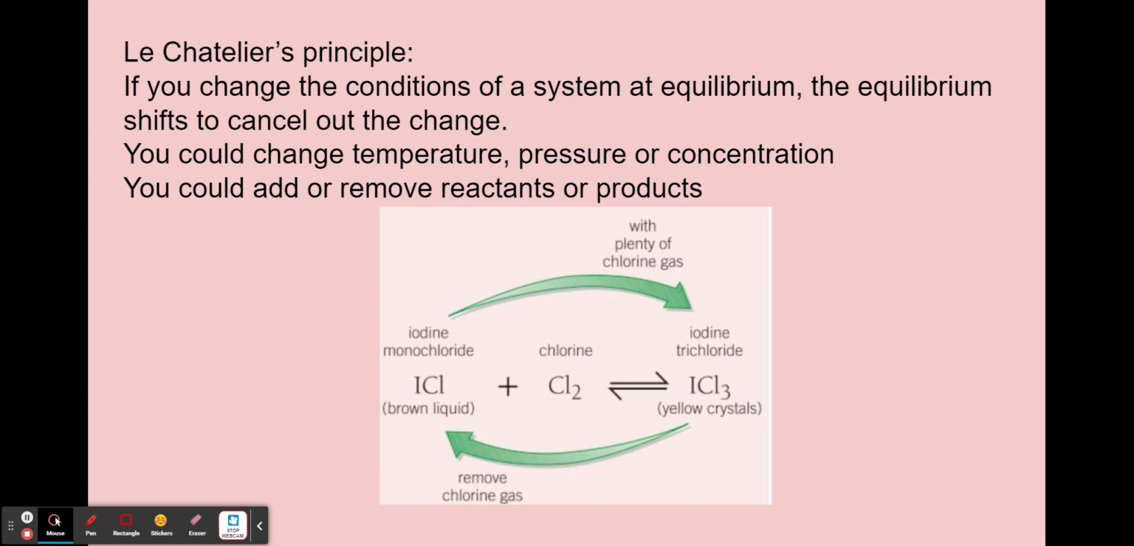So often in a reversible reaction, especially on exam questions, there will be something to say you would see. In this case, if the forward reaction is happening faster, you would see yellow crystals, and if the reverse reaction is happening faster, you would see brown liquid.